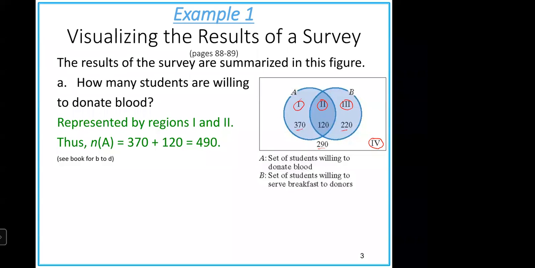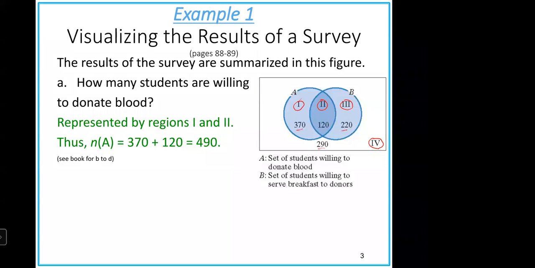Okay. So the next question, C, which is in your book on page 89, they ask how many students are willing to donate blood and serve breakfast. Let me see, Miss La Rochelle. What's the answer to that one? Region 2. Okay, so that would be the region where there's the overlap. Okay, and so in that region we have 120. So the answer for that would be 120.